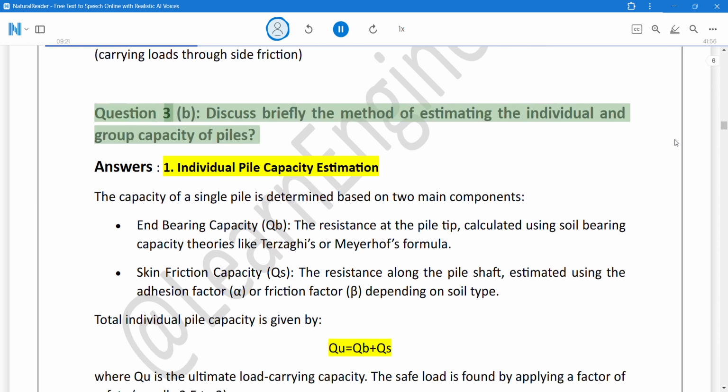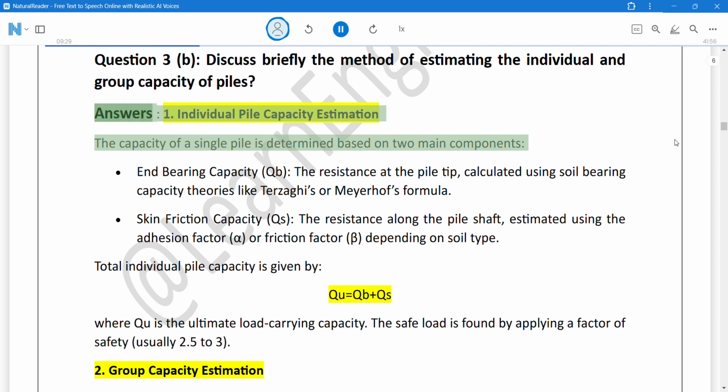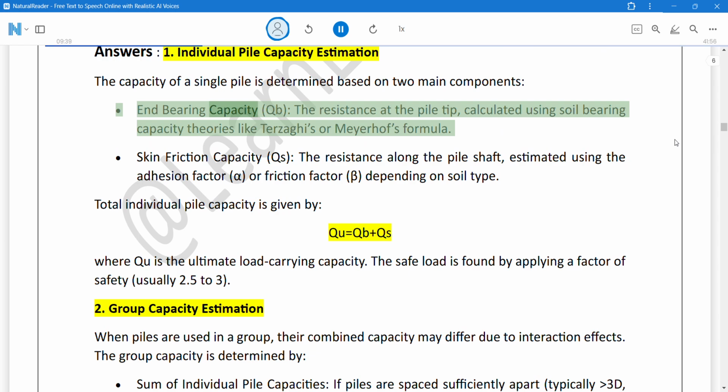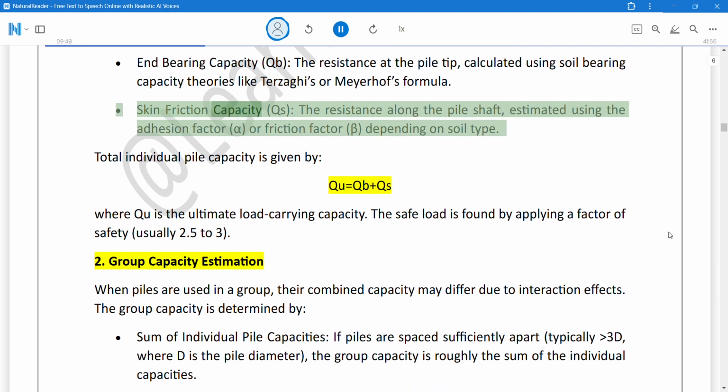Question 3. Discuss briefly the method of estimating the individual and group capacity of piles. Answer. 1. Individual pile capacity estimation: the capacity of a single pile is determined based on two main components. End-bearing capacity, the resistance at the pile tip, calculated using soil-bearing capacity theories like Terzaghi's or Meyerhof's formula. Skin friction capacity, the resistance along the pile shaft, estimated using the adhesion factor or friction factor depending on soil type.